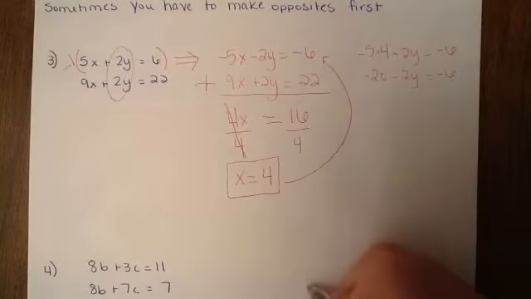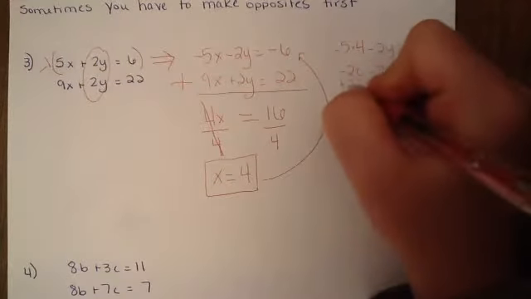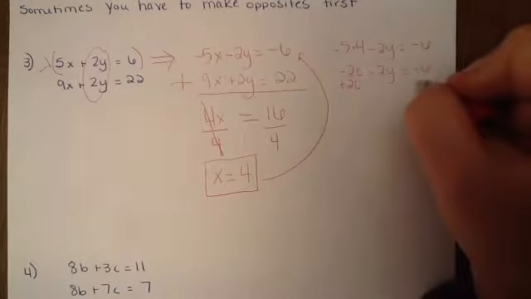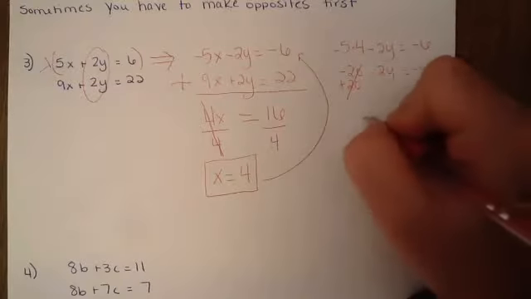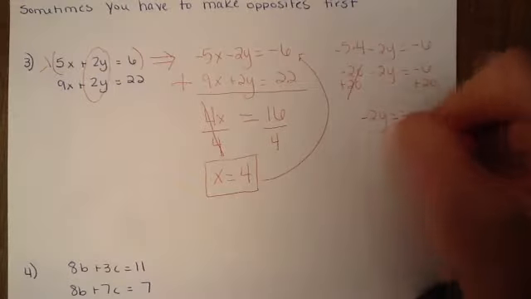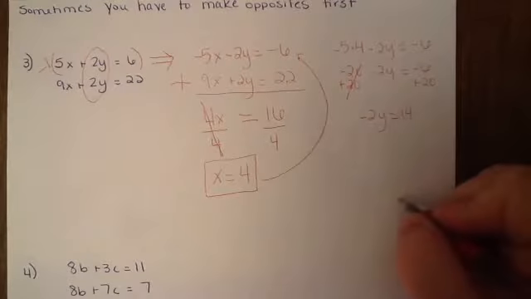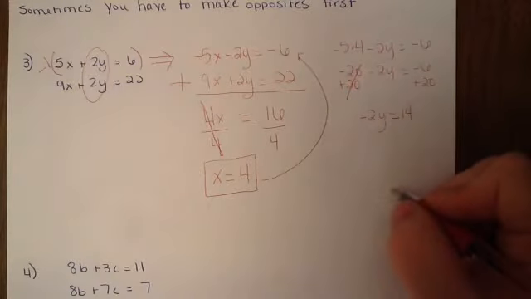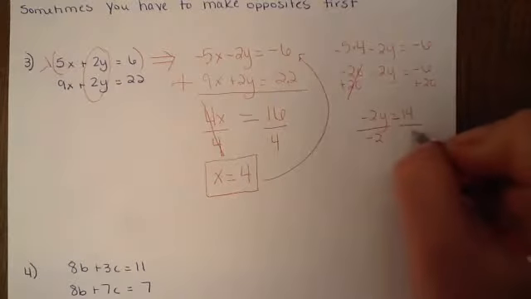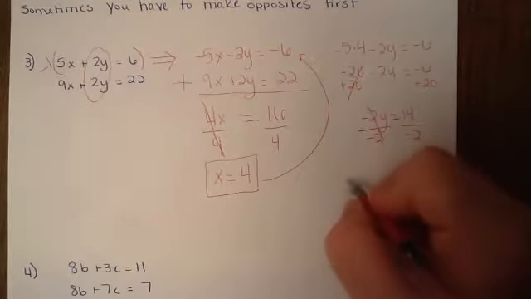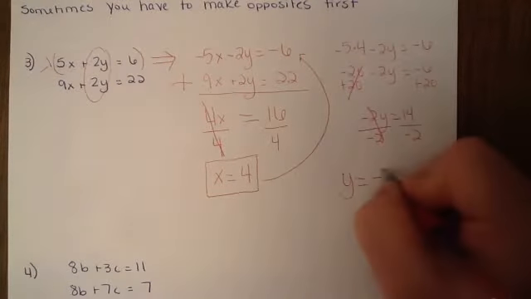And what are you going to do first to get y by itself? Add 20. What I do on one side, I must do to the other. Negative 2y equals 14. Last step. Divide by negative 2, divide by negative 2. Y equals negative 7.